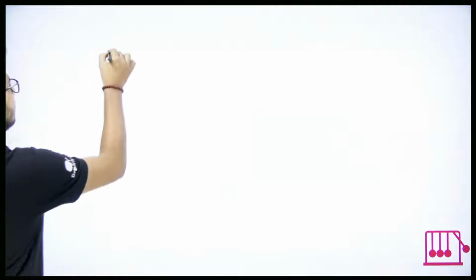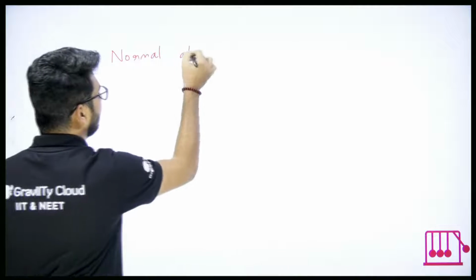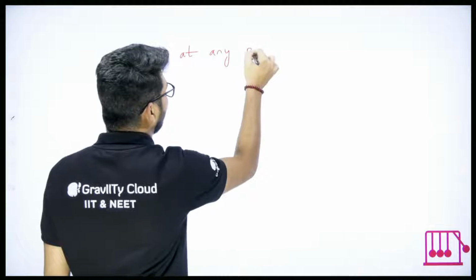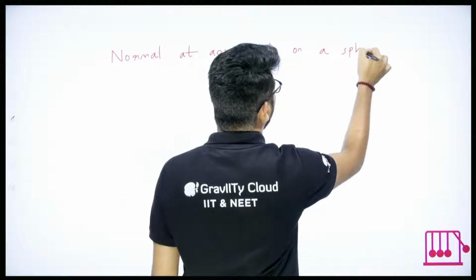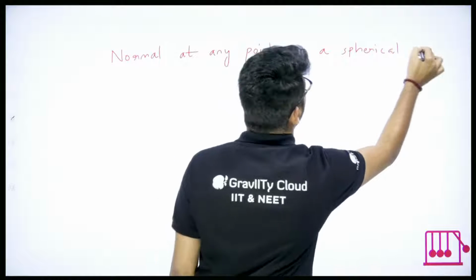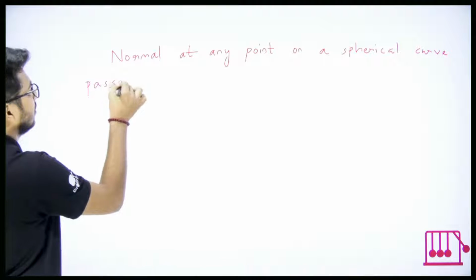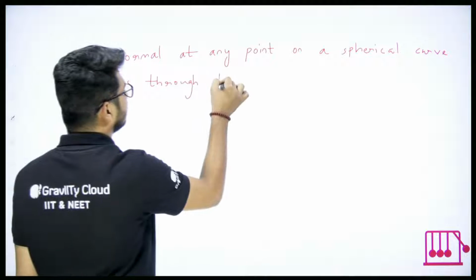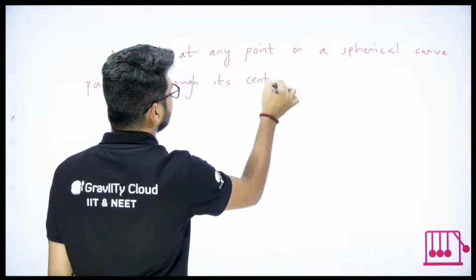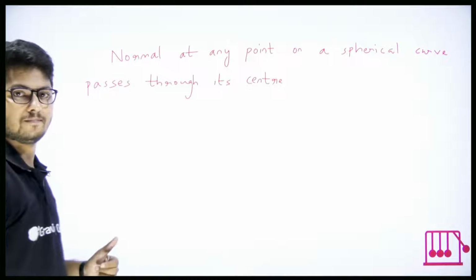At any point, if you draw the normal, the normals will pass through the center. So what is the point? Normal at any point on a spherical curve passes through its center. Is that clear? Good. Chalo.